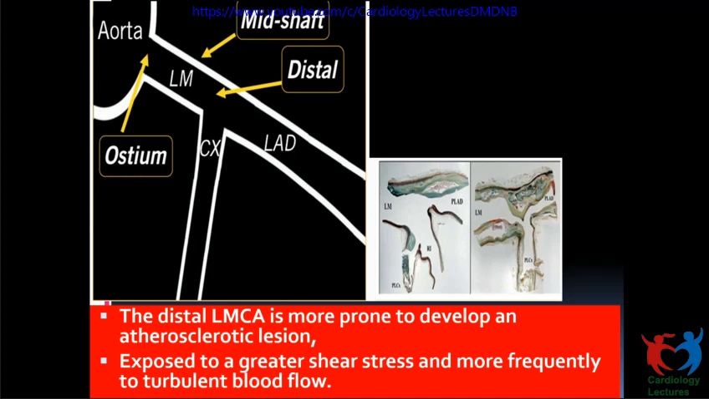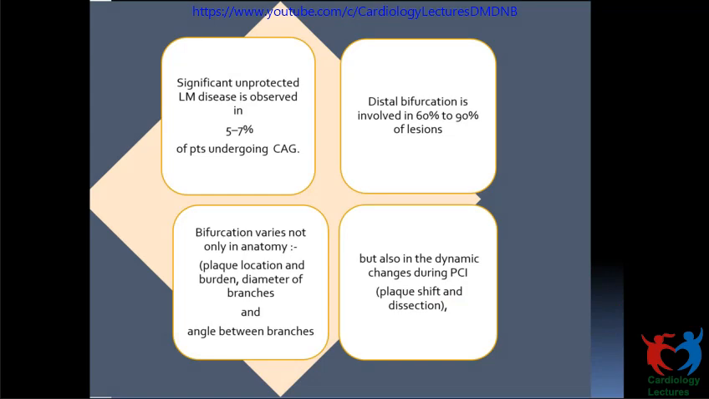Okay. So we know that distal left main is more prone to atherosclerosis because it is exposed to greater shear stress and more frequent turbulent blood flow. Significant unprotected left main disease has been seen in 5 to 7% of all angiograms, and distal bifurcation is involved in almost 60 to 90% of the lesions.